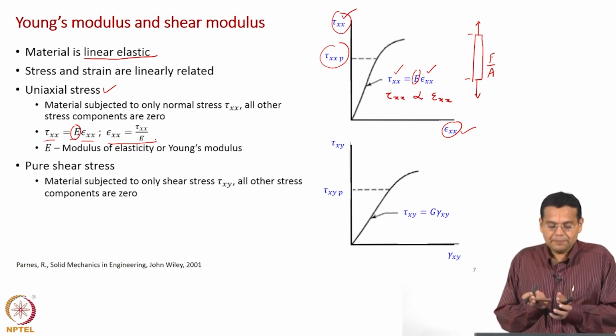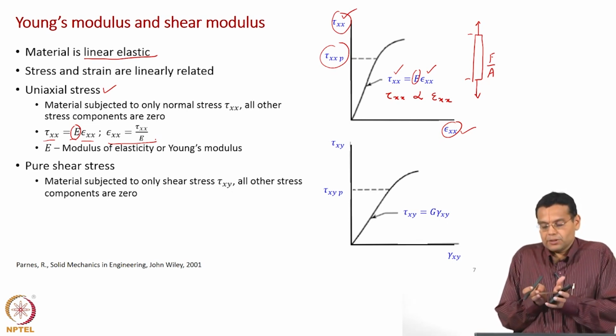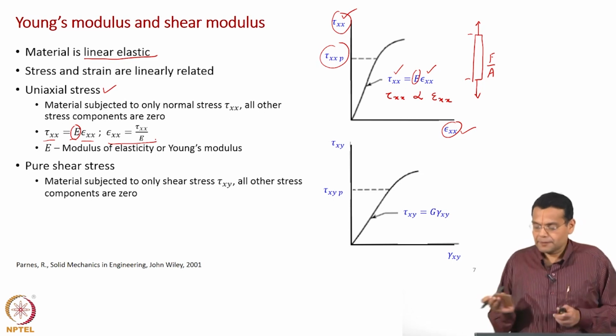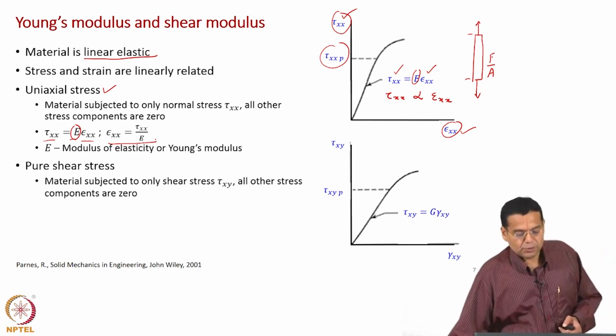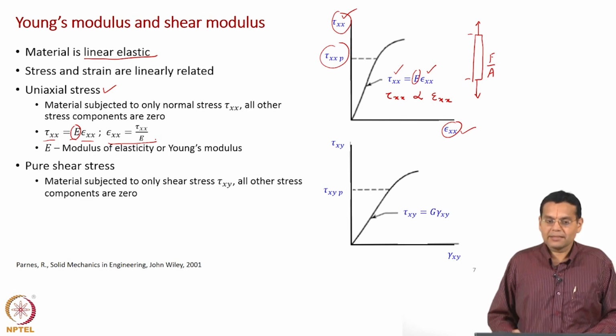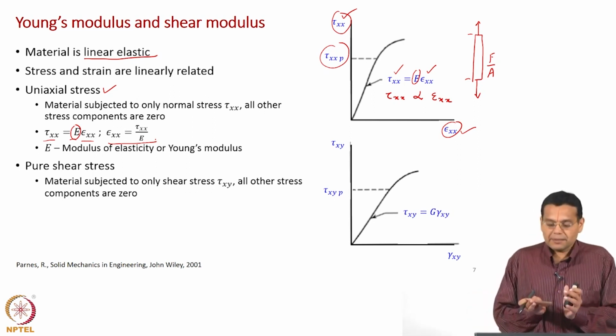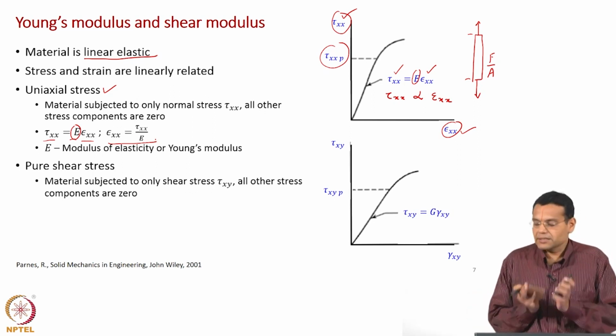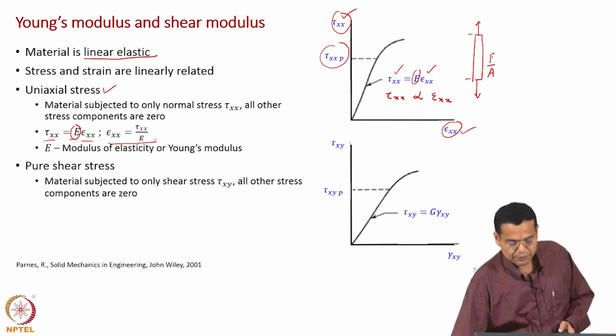Of course, something like squeezing this, and so the material is subjected to only shear stress and all other stress components are 0. So, we have only tau xy, tau yz, tau zx, and the normal stresses tau xx, tau yy, tau zz, they are not there. Taking a plate and subjecting it to only shear stress, okay. Let us say in the xy plane.